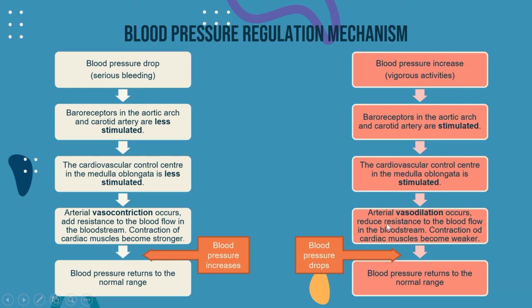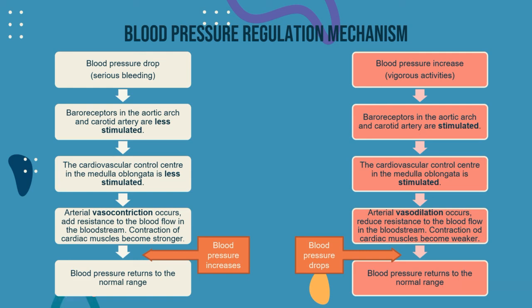And the arterial vasodilation, which refers to the expansion of the blood vessels, the expansion of the arterioles, occurs. So it will reduce the resistance to the blood flow. Because when the vasodilation occurs, the blood vessels expand, it will cause the resistance in the blood flow to become lower. Resistance becomes lower, so it will cause the cardiac muscle to contract and relax slower.